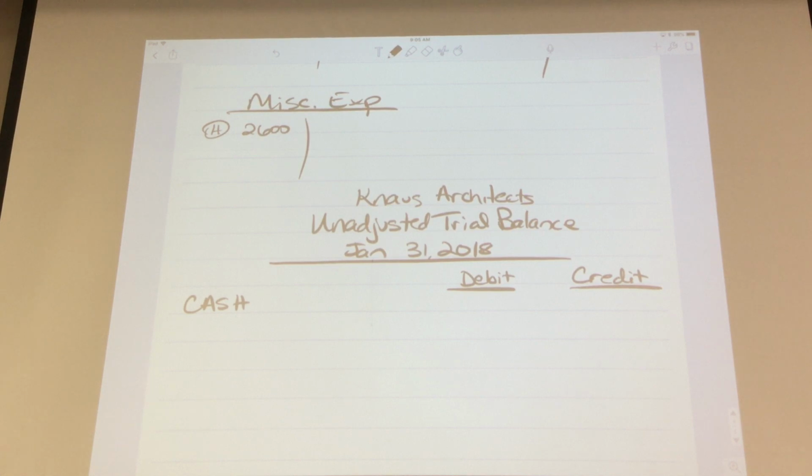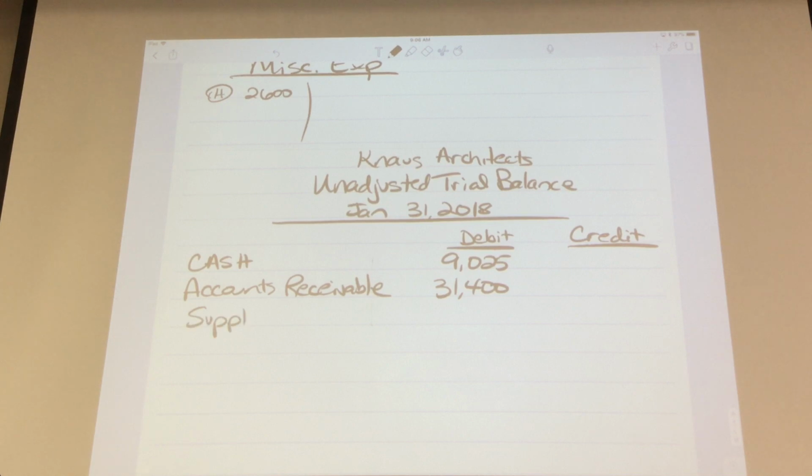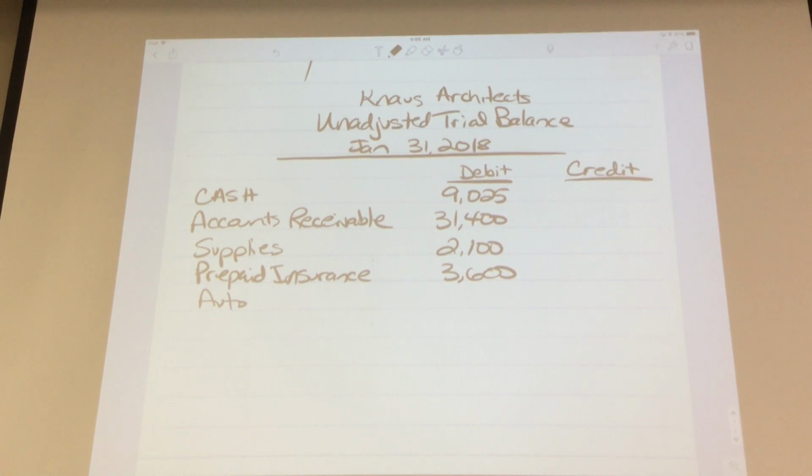So cash had a balance of $9,025. It is a debit balance. Accounts receivable had a balance of $31,400. Supplies ended with a balance of $2,100. All I'm doing is taking from the T account balances and putting them in a list. Prepaid, and this was prepaid insurance for $3,600. You have your automobile for $28,500. And we have our equipment for $8,000. Okay, those were the assets for our company.